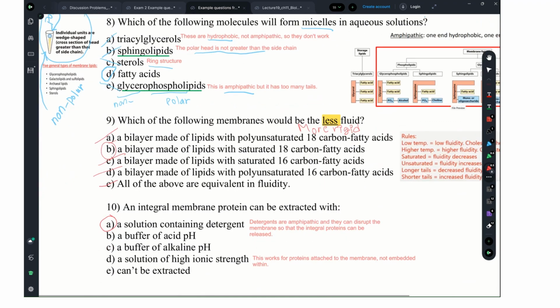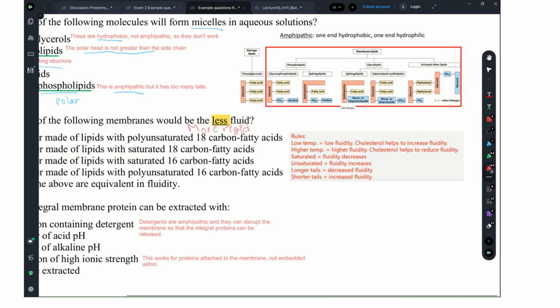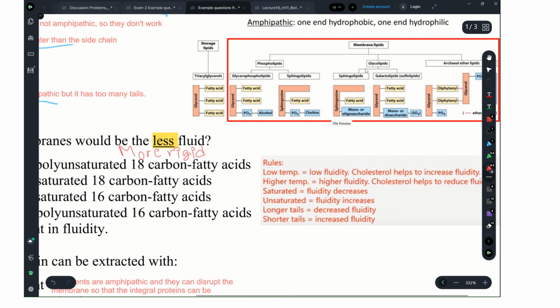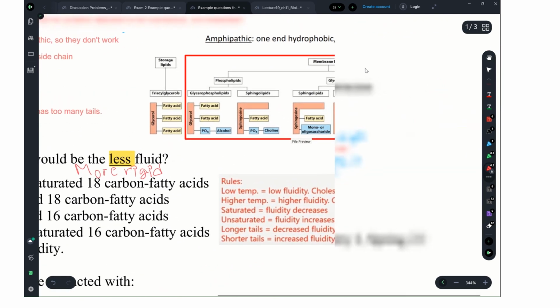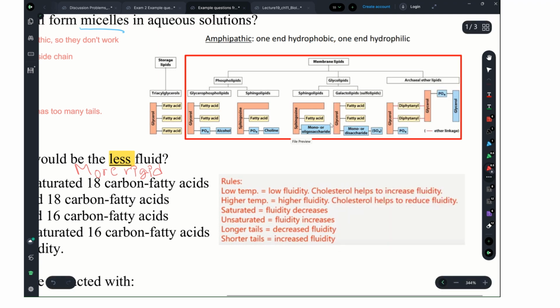Okay. And then here is like an important thing that I thought you guys should know. We have membrane lipids, which is in this red box. And then we have storage lipids. So for storage lipids, we have triacylglycerols. And this is what we just went over, the glycerol molecule with the 3 fatty acid chains. So those are triacylglycerol, and they're storage lipids. And remember that they're hydrophobic.